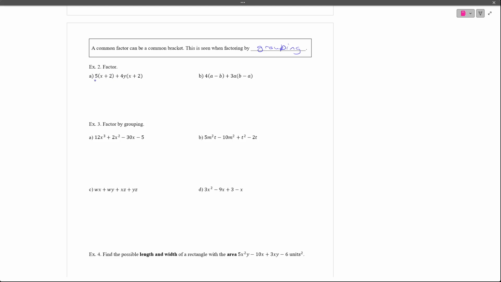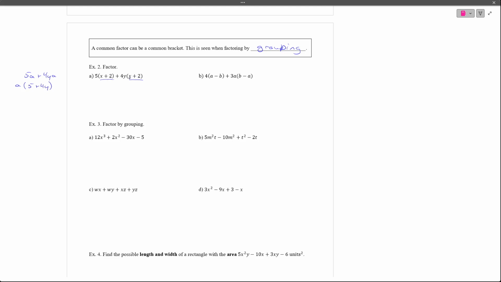So down here we have 5 times x plus 2 plus 4y times x plus 2. We can see that both these sets of brackets are exactly the same. Let me rewrite this in a way that might be a little bit easier for you to see. Let's pretend that x plus 2 is just an a. So we have 5a plus 4y a. What can we factor out of there? Well, we can factor that a out of there. We don't have a number that we can factor out, but we can factor out the a. So the a would come out to the side, and we'd still end up with inside with 5 plus 4y.